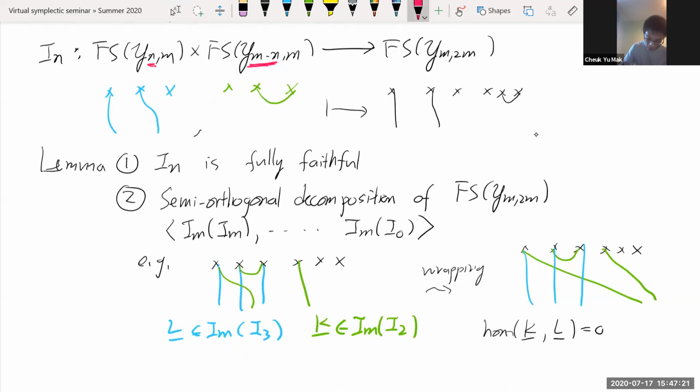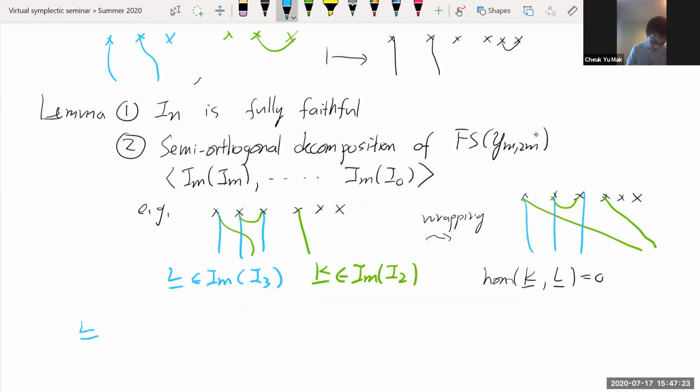So the L is the image of this guy, I3, and the K is the image of this one.